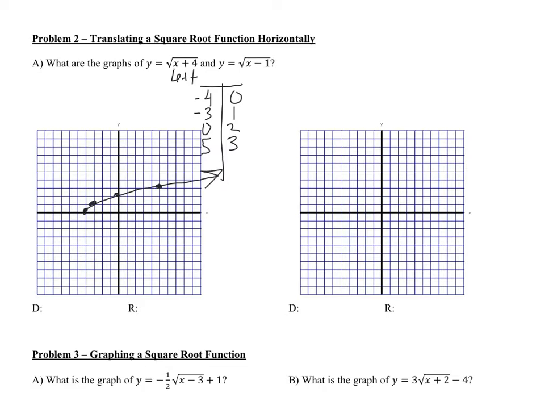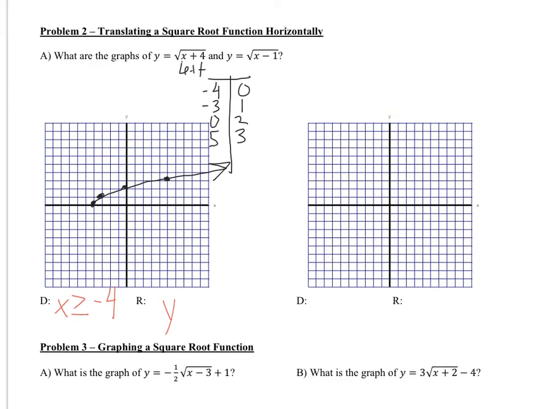So I am looking at my domain. Domain is how far left to how far right you go. How far left, I don't move any farther than this. This is the farthest I go, and then I move to the positive. I go positive forever. So my domain would be x is greater than or equal to negative 4.